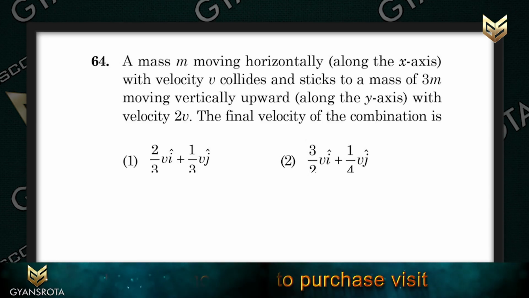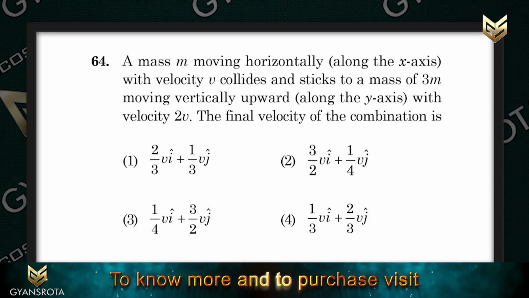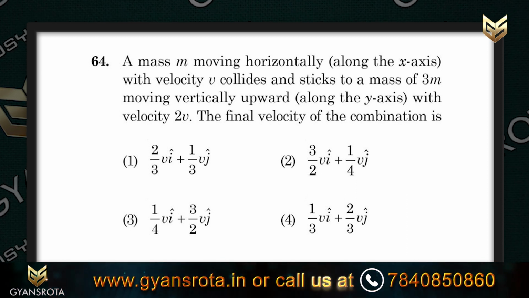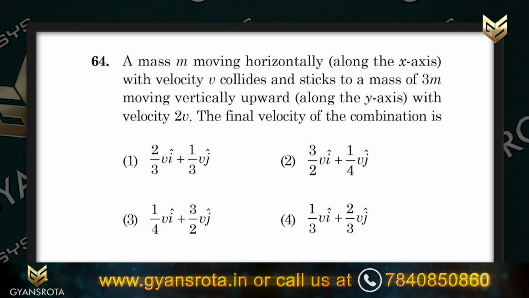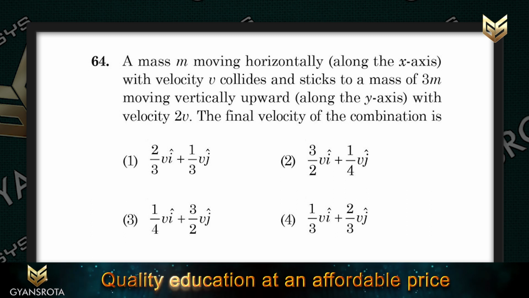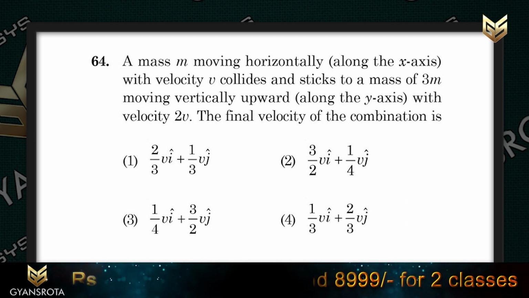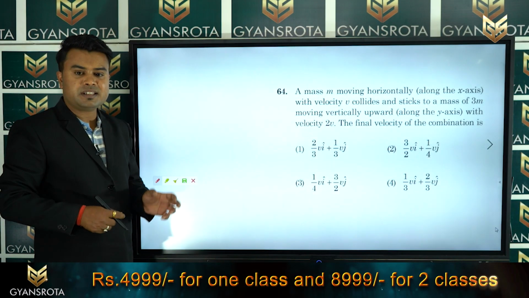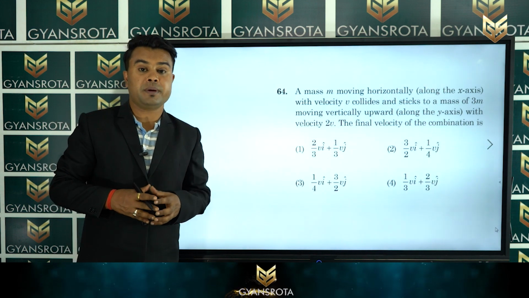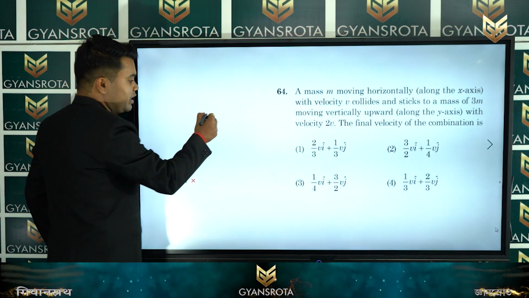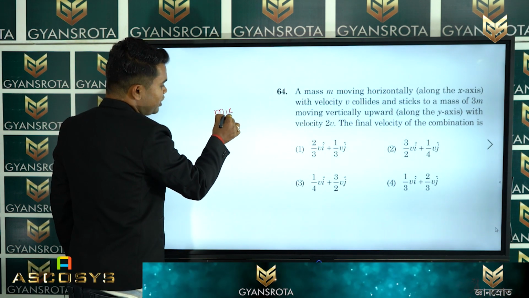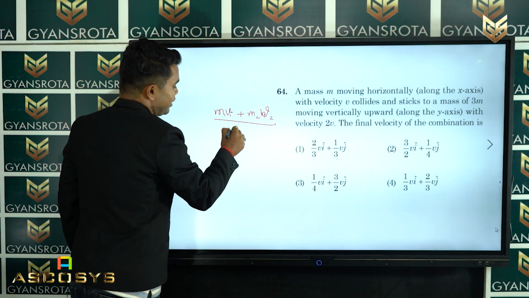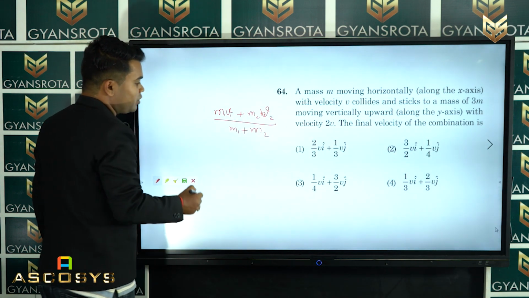A mass m moving horizontally along x axis with velocity v collides and sticks to the mass of 3m moving with vertical velocity upward, with velocity given to be twice of v. The final velocity of the combination is. So how are you going to solve this question? This is again a question from the topic collision, where you can find out in this way: m1 v1 plus m2 v2 divided by m1 plus m2. This is the formula which we will be using.